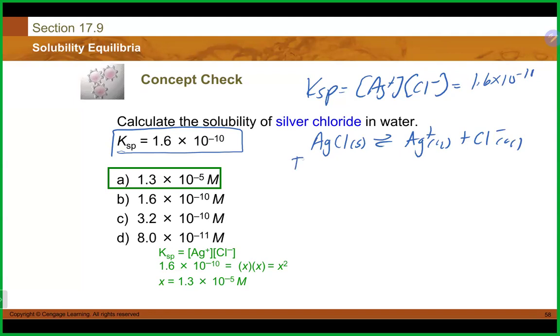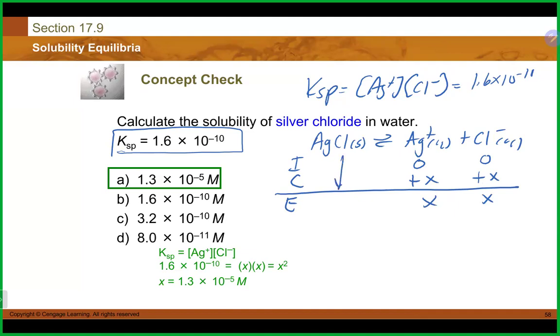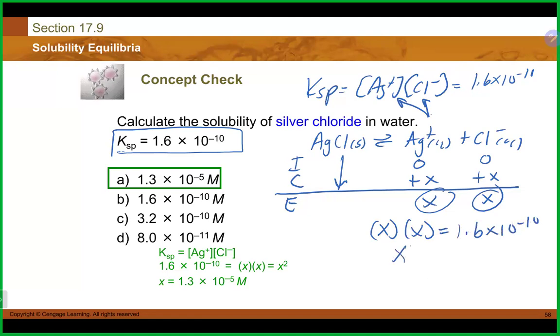So if we do our ice table like we just saw, we could go 0 and 0. Change would be plus x plus x. That means at equilibrium, x and x. Once again, we're going to ignore this side because it's solid, so it doesn't get involved really any here. If it wasn't a solid, you wouldn't ignore it, obviously, like in the first example I did. But here, because it's a solid, you could ignore it. Now, in this case, we're going to put this into our equilibrium expression, and that will basically give us x times x is equal to 1.6 times 10 to the minus 10. That basically gives us x squared equals 1.6 times 10 to the minus 10.